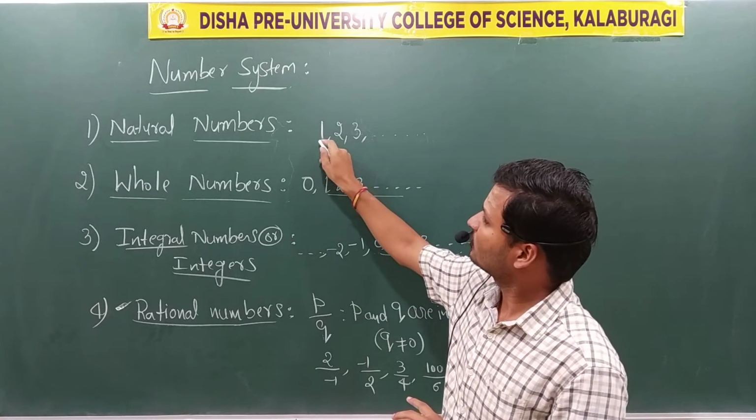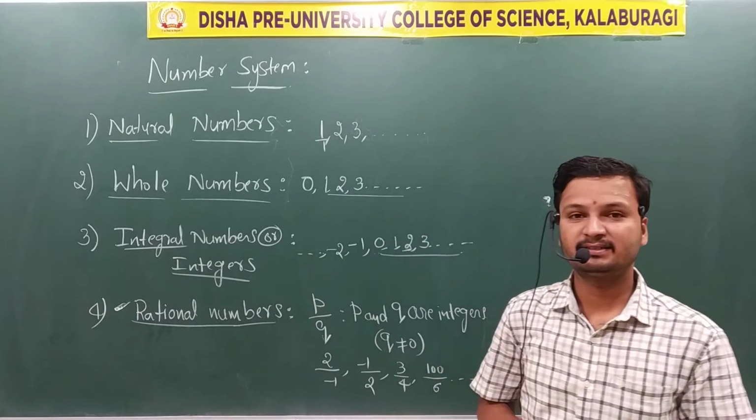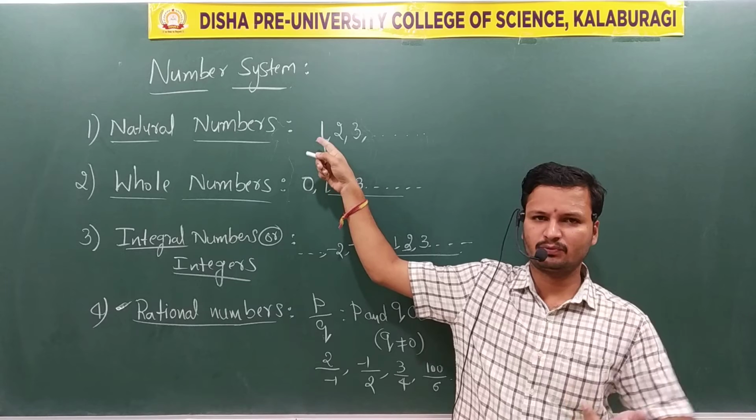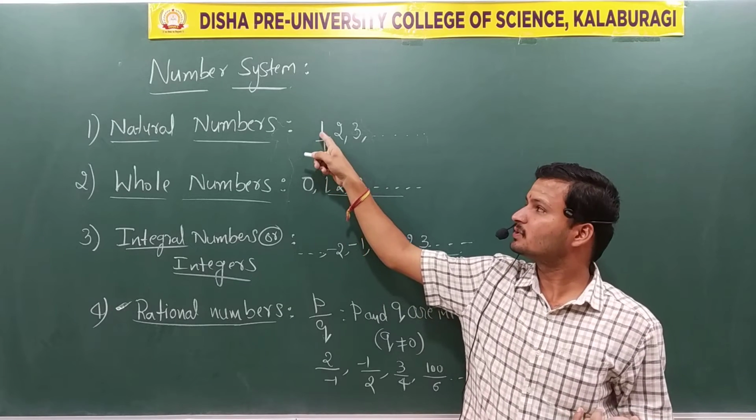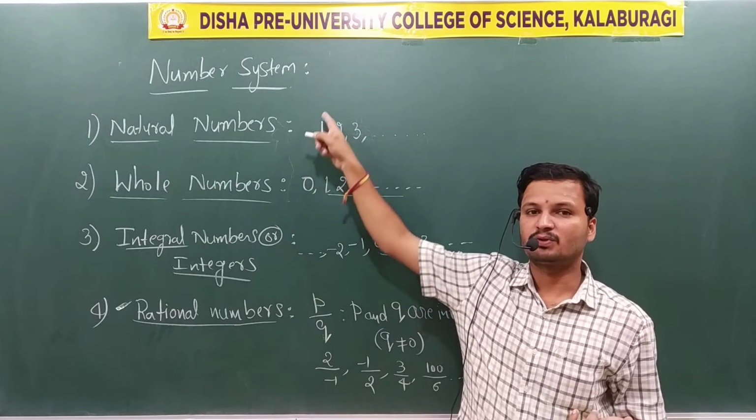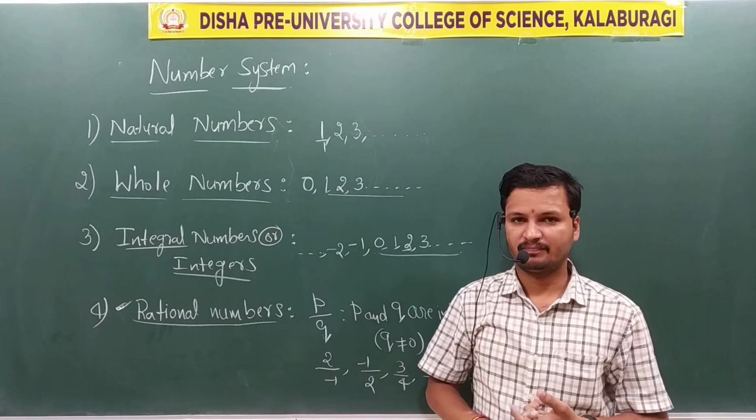I will write this 1 as 1 divided by 1. So again 1 by 1 is 1. Is it right? So now it is P by Q form. Then 1 is a rational number.